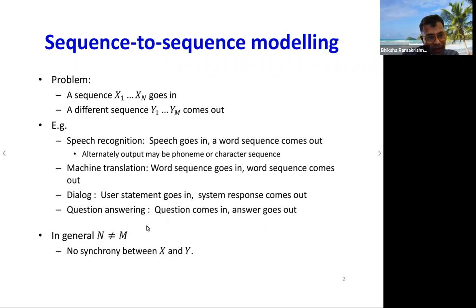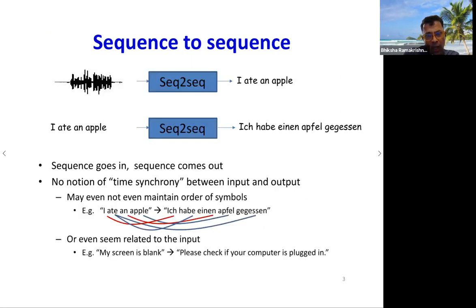And in general, there is no need for the length of the input and output sequences to be the same, or even for there to be any kind of obvious observable correspondence between the input and output sequences. We saw different cases of this problem. In problems like speech recognition, where speech goes in and a transcription comes out, there is order correspondence between the input and output. We dealt with that in the past couple of classes.